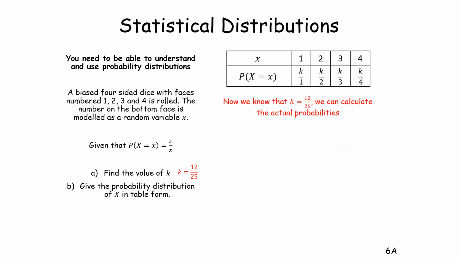Okay, so now we know the k value. We could work each one of these out, simply replacing k with 12 over 25. And here's our answer to part B.